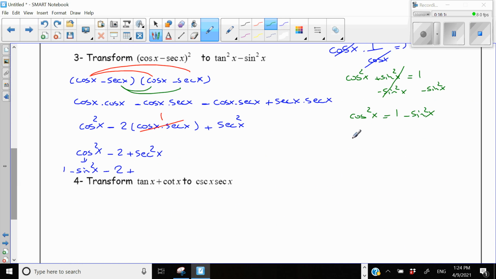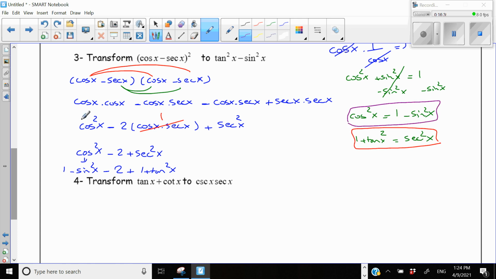Let me write that here for you. 1 plus tangent squared of x is equal to secant squared of x. So we are using this here. Instead of secant squared, I'm going to write 1 plus tangent squared of x. So this was one identity that we used, and this one was another one that we used here in order to change cosine and secant to sine and tangent.